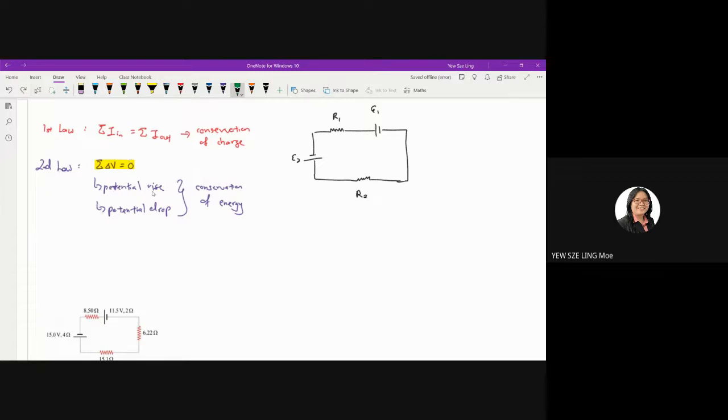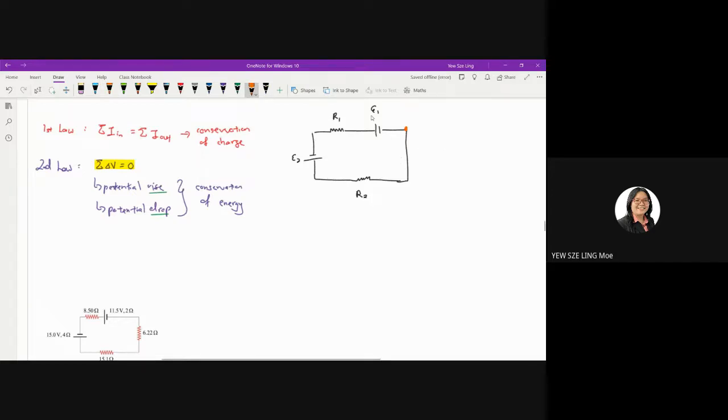So how do we use the second law? How do we determine the sign convention based on potential rise and potential drop? In order to apply this equation, we need to choose a point in our circuit. For example, I'm going to select right here. This is my starting point.